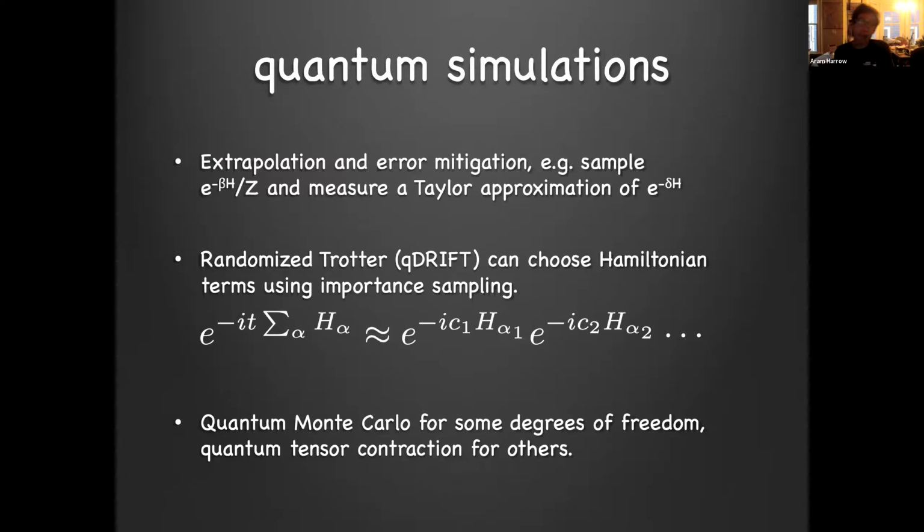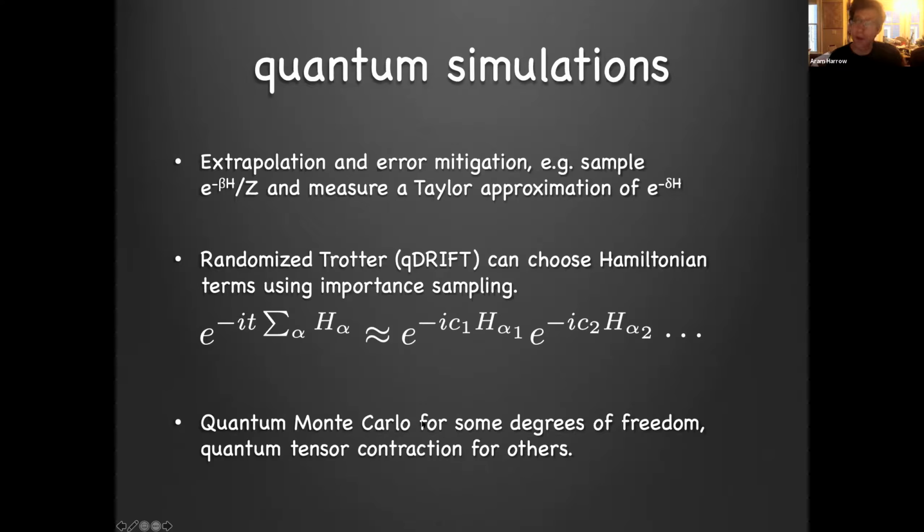I'll mention something I didn't have time to get into: hybrid algorithms could also play an important role in quantum simulations. There's a big line of research called error mitigation, where you simulate at some parameters and extrapolate to other ones. That's one type of hybrid algorithm. Another is randomized Trotter methods, where people have been choosing the terms in the decomposition just according to the strength of the term, but there's room for making these adaptive as well, choosing them using importance sampling which would actually look at the quantum state involved.